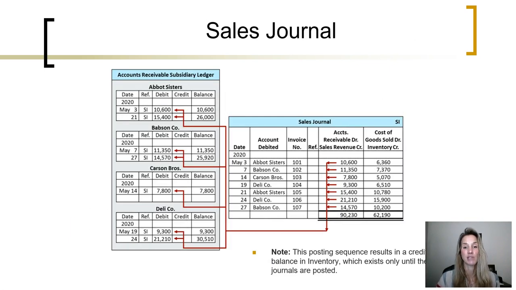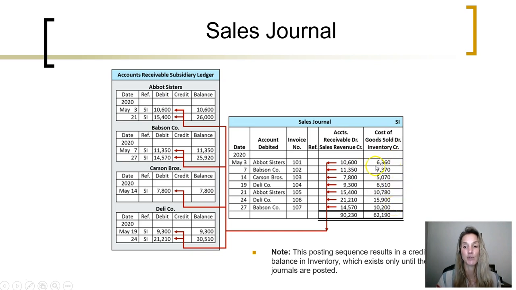Here's an example of a sales journal. Here we are seeing during the month of May all sales that were made to customers on credit. Notice that each individual sale is recorded on a separate line within the sales journal. We are showing the accounts that are affecting accounts receivable and sales revenue, because recall, every time we sell inventory, there are two journal entries.